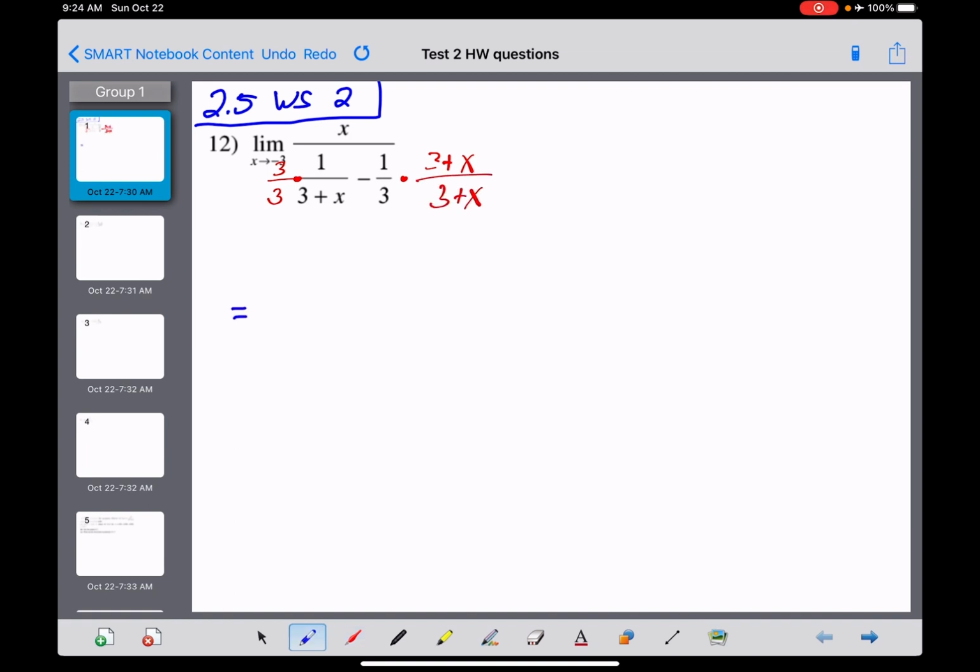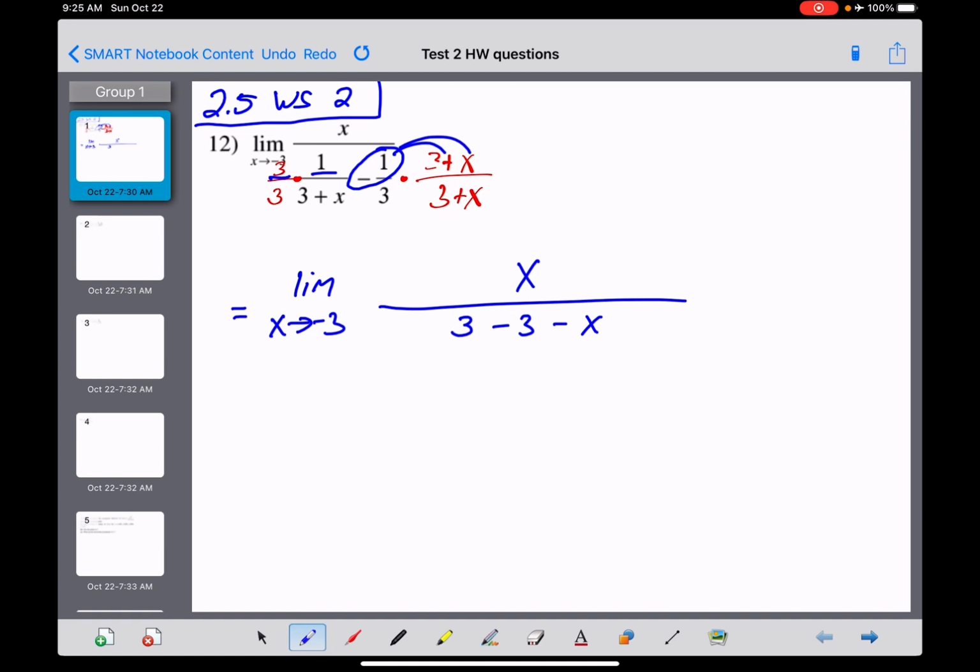So that's going to give me now a limit still as x approaches -3 of, and here we go, just an x on the top. And now on the bottom, this 3 times this 1 is just going to be a 3. And then remember, guys, this is a -1 here that I'm going to distribute into that binomial numerator. So that's going to be a -3 minus x all over that common denominator of 3 times 3 plus x. Okay, now what's that going to do for us?